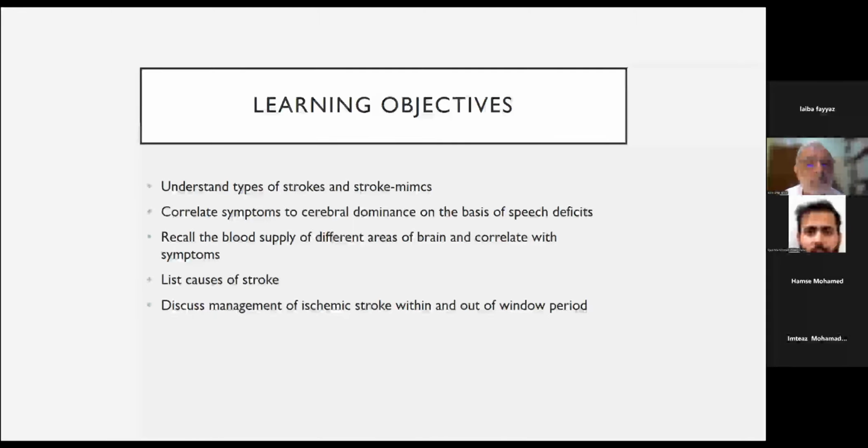Then I'm going to ask them to list causes of stroke, ischemic stroke causes, and then discuss management of stroke, both within and out of the window period. The learning objective also is going to encompass the window period, which is 4.5 to 6 hours, and first line remedies in the window period, and out of the window period, we have the secondary prevention strategies, which include antiplatelet drugs. Sorry.